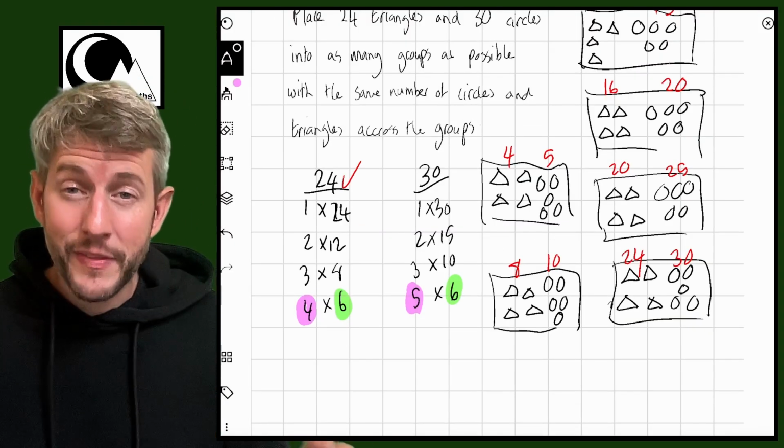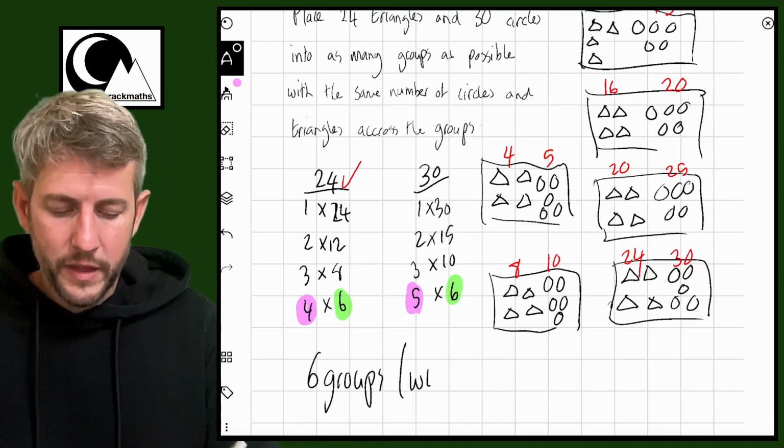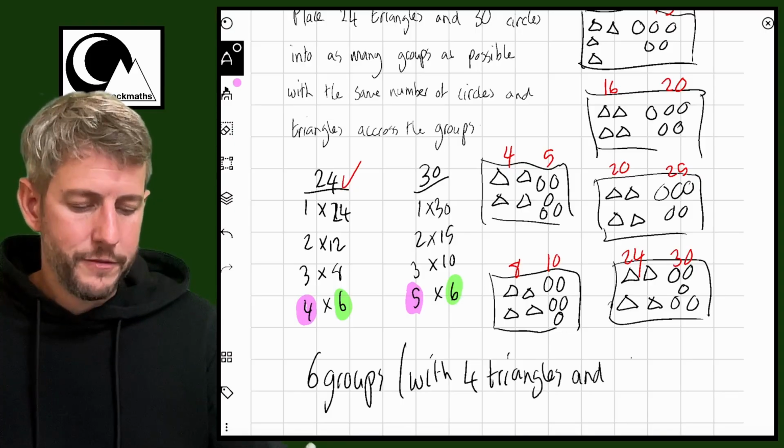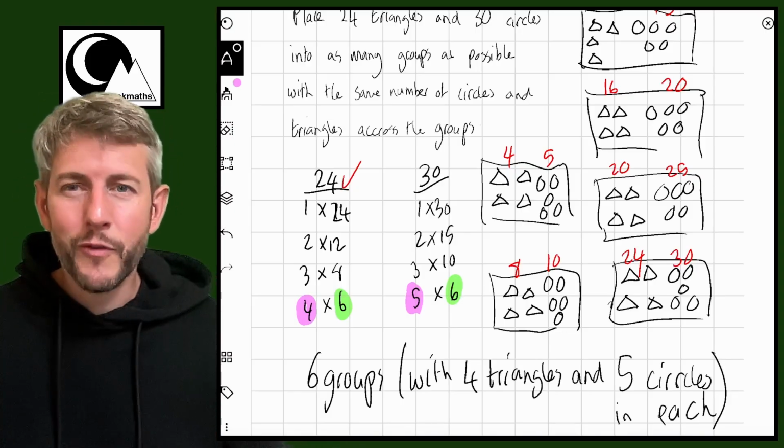And then what we'd say at the end, in order to write down our answer, we could say 6 groups with 4 triangles and 5 circles in each. Okay, right. Let's move on to multiples.